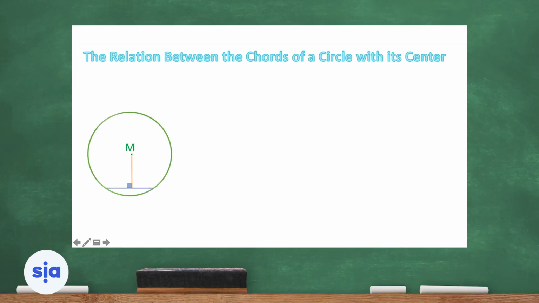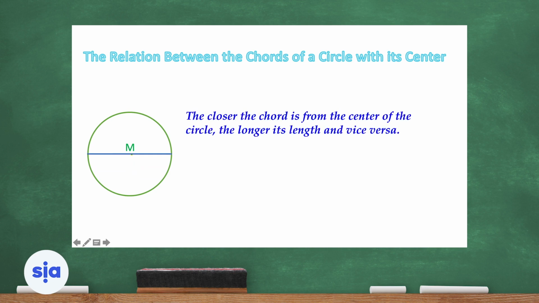As you can see in this figure, this blue segment is representing a chord. As long as we're going up and getting closer to the center, the chord is getting what? Yes, the chord is getting bigger. Good job. So, the closer the chord is to the center of the circle, the longer its length, and vice versa. As you come closer to the center of the circle, the chord is getting longer and longer. As you all know, the diameter is the longest chord in the circle.